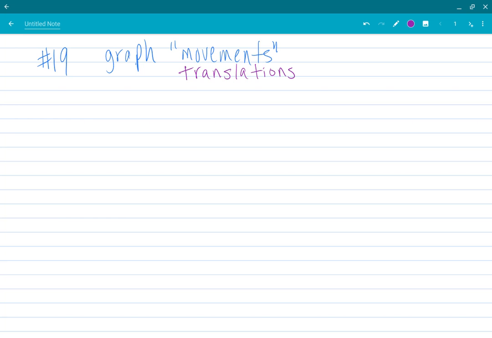I like to tell you guys the definition first and then give you the math vocabulary. So a graph movement, like which we saw, was a translation. Translation means movement, right? It moves up or down or left or right or any of the combinations, right?